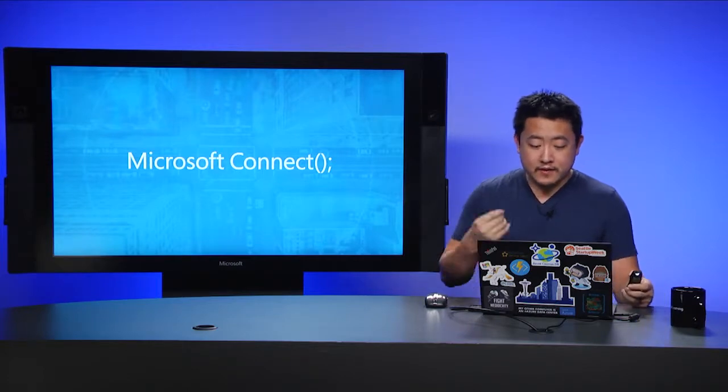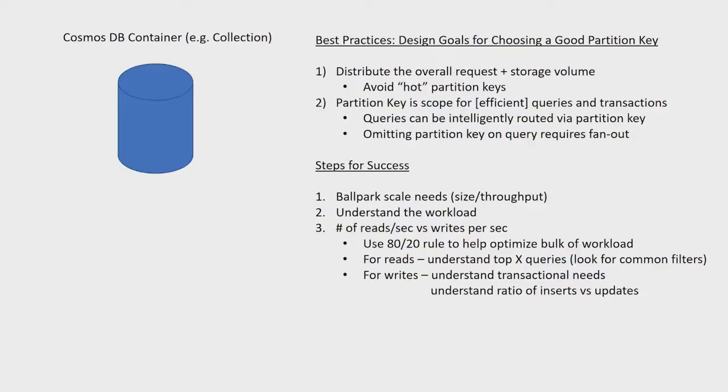Basically, this is now going to give you a set of steps on how you want to think about your problem. The very first thing you want to do is ballpark the scale needs in terms of size and throughput. All you need is a rough order of magnitude estimate. It doesn't matter if it's 1,000,001 versus 1,000,002, but it does matter if you're talking about 100 requests per second versus a million requests per second.